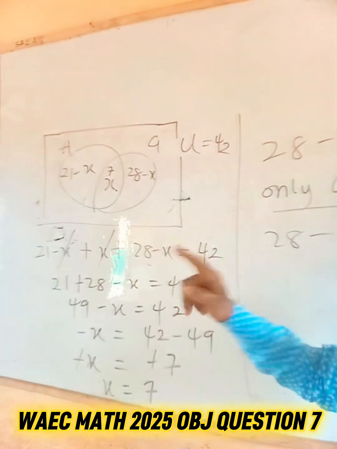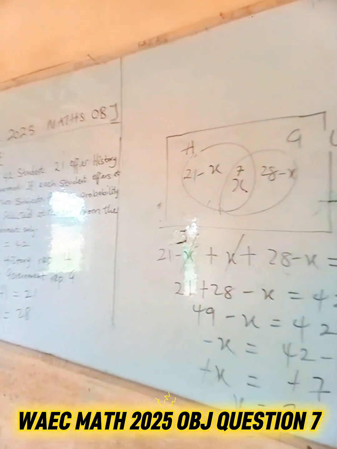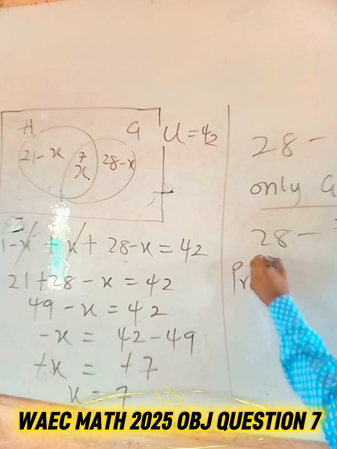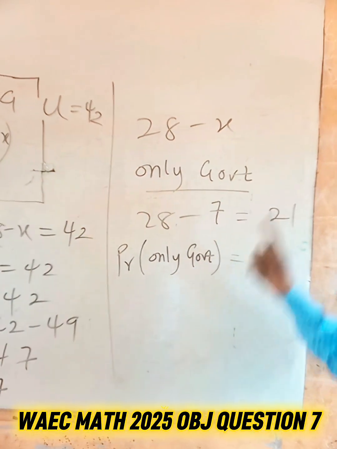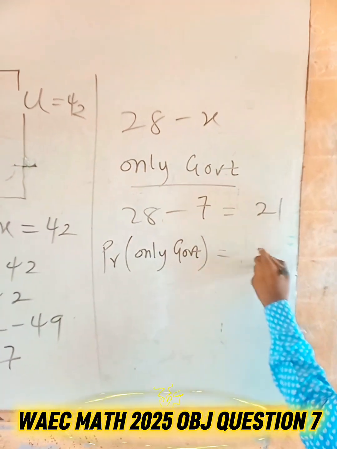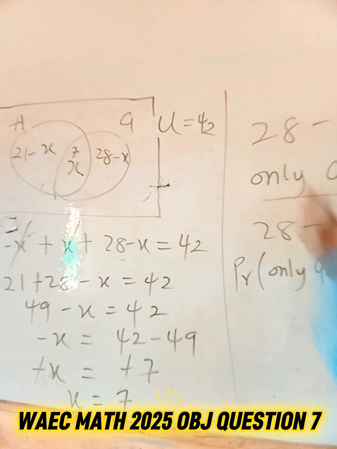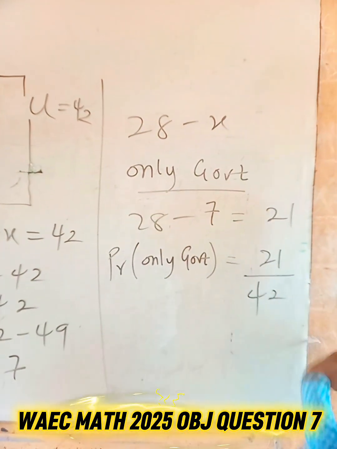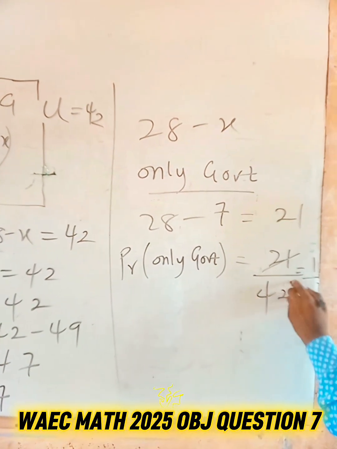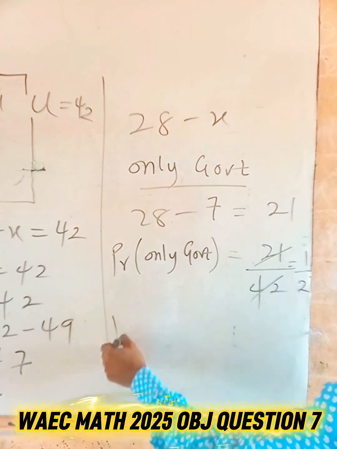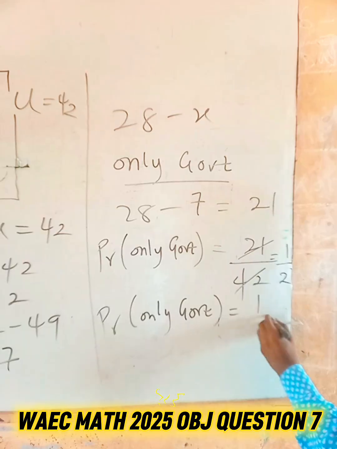Now, the question is, find the probability that a student selected at random offered only government. So this is the probability of only government. How many students offer only government? That's 21, divided by the total number of students in the class, which is 42. So 21 can easily go here, 1 in one place, and 21 can go in 42, that's 2. So the probability that the student offered only government is 1/2.